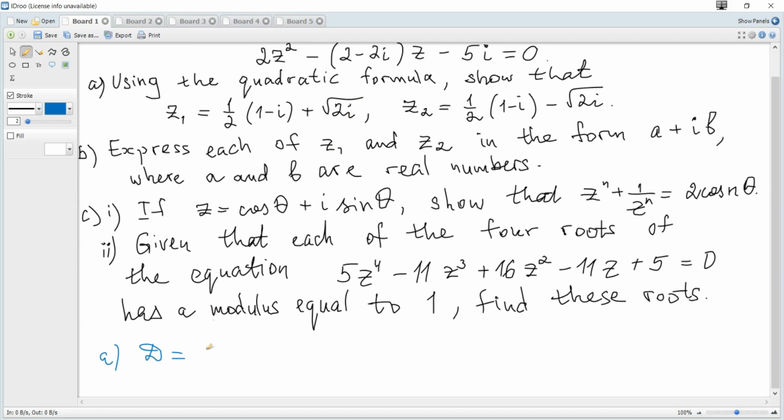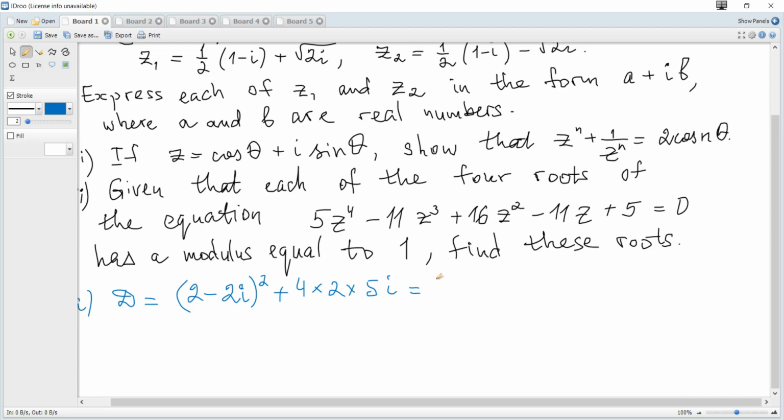Negative, so it will be positive, so we can write (2 minus 2i) squared minus 4ac. 4a is 2, c is negative 5i, so plus 5i, and let's expand. So it becomes 4 minus 2 times 2 times 2, so it's minus 8i plus 4i squared, or negative 4, and plus 40i. So you can see that it becomes 32i.